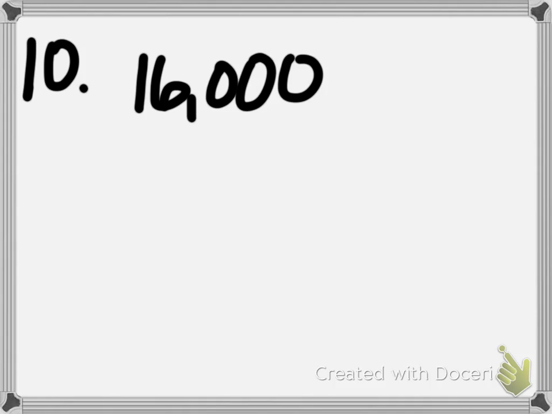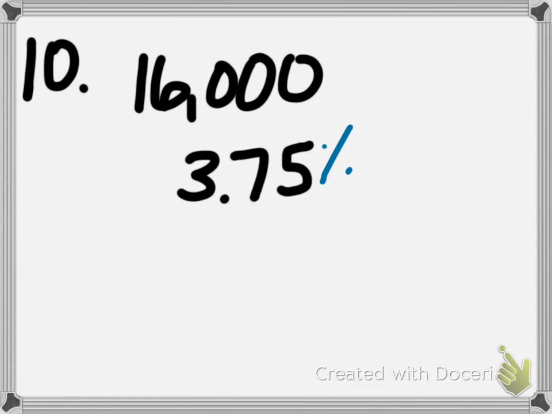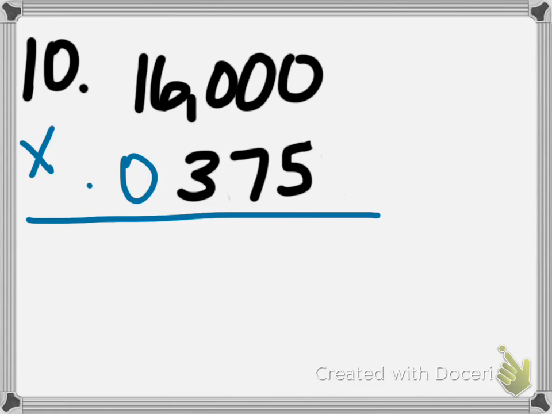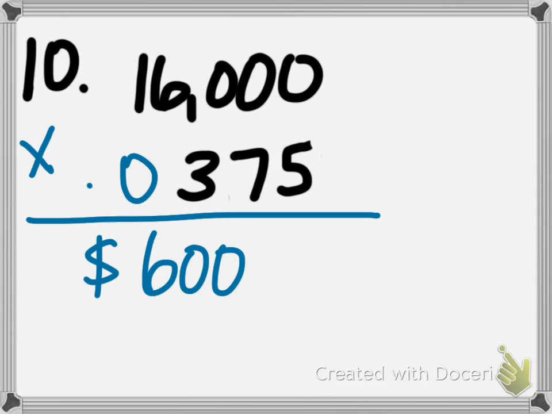Find each commission or sales tax to the nearest cent. So, I'm going to do number 10 with you. The total sales was $16,000 and the commission was 3.75%. Well, we need to change the percent to a decimal, so we move the decimal place over two spaces to the left, not the right. Take off our sign. So now we have a decimal multiplied by a whole number. And now we can multiply. Once you've multiplied, you should find that this is $600, the commission to the nearest cent.